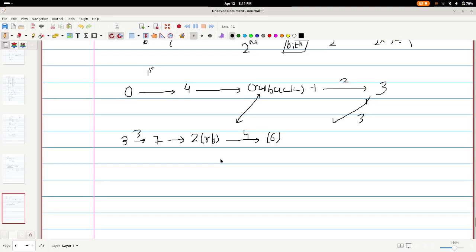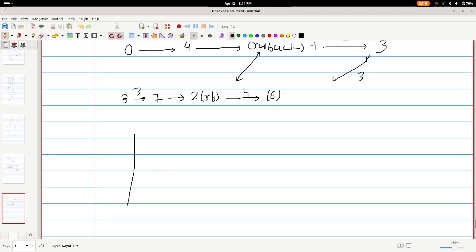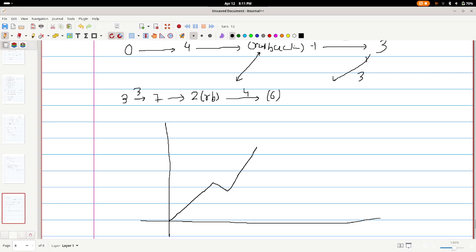If I have to plot it on a graph, the coordinates look somewhat like this. The coordinates increase, then it decreases, then it again increases, then it decreases, then it again increases, then it decreases.